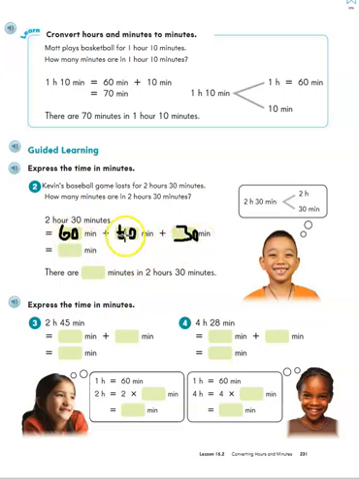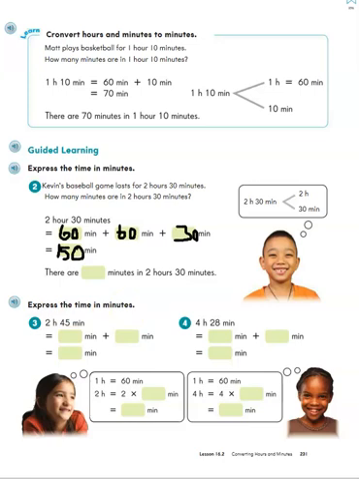We know 60 plus 60 is 120. 120 plus 30 would be 150. And you can write that down on scratch paper if you need to figure it out that way. That's totally fine. So we just figured out there are 150 minutes in 2 hours, 30 minutes.